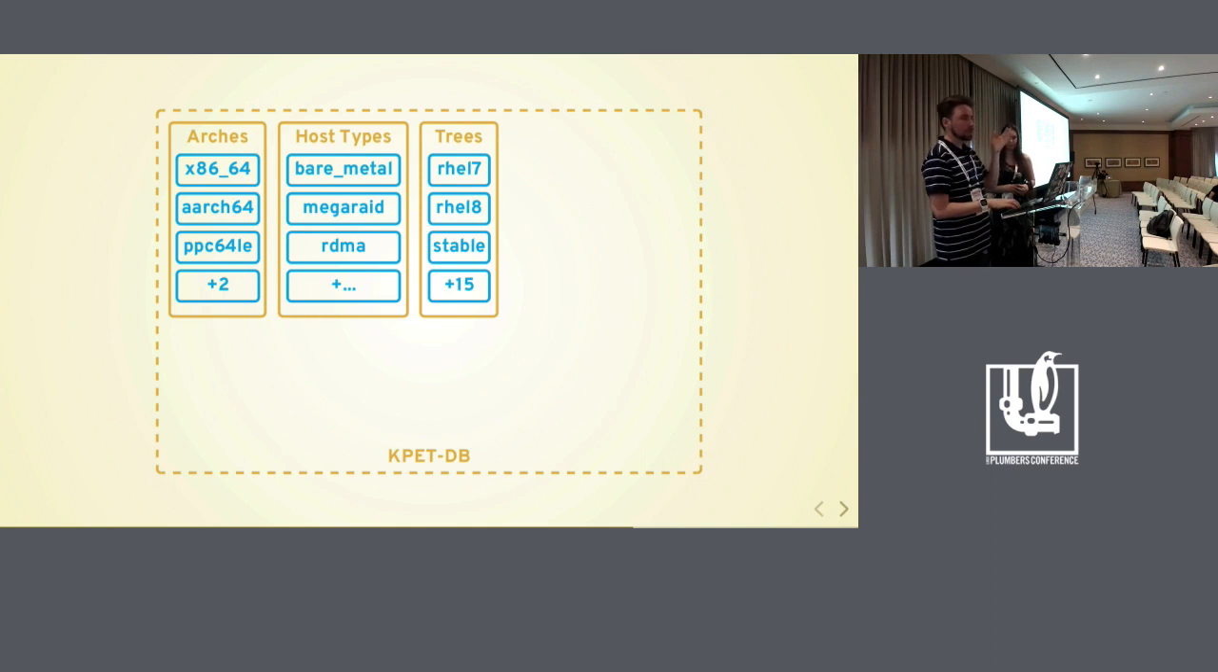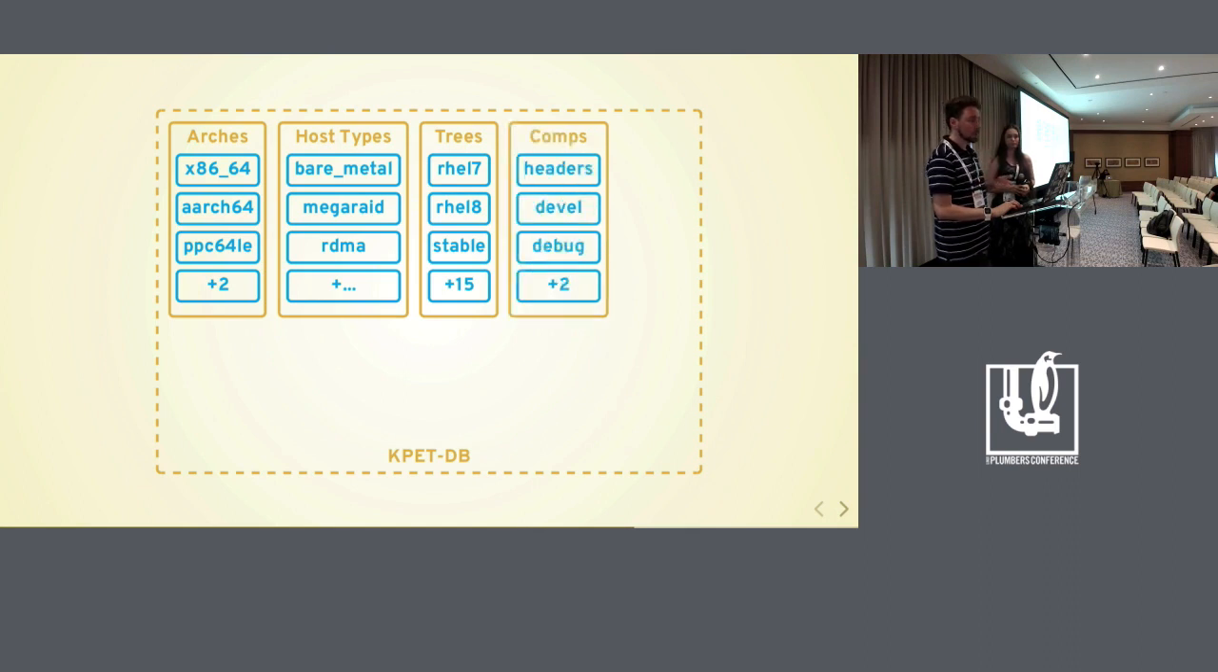Then, of course, there are the multiple trees of various kinds, like the real-time kernel, or upstream this, or upstream that, all kinds which can be split for different purposes. Some tests will run for RHEL7, some for RHEL8, and some can run for upstream.